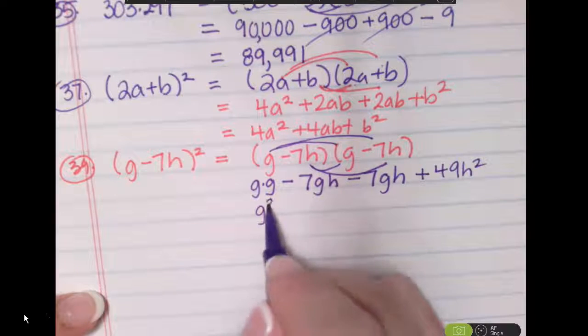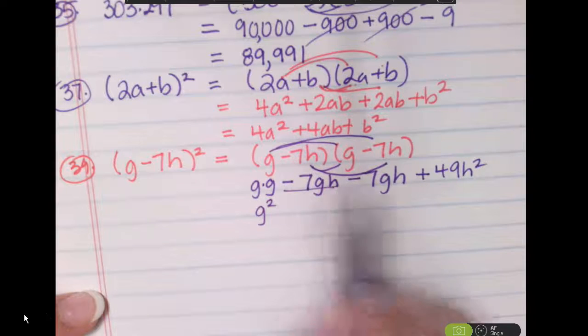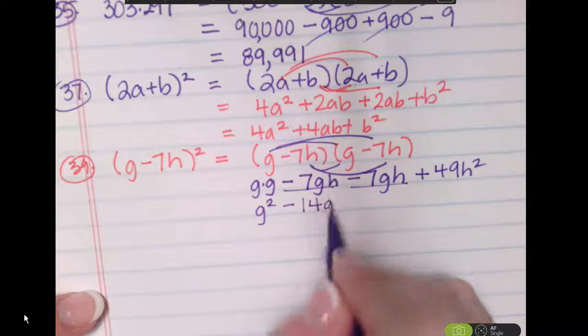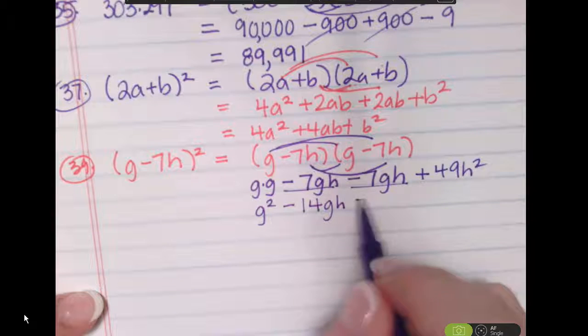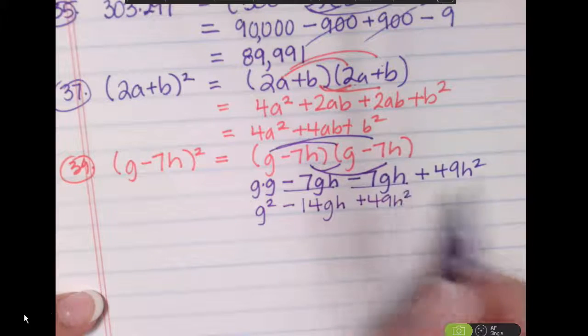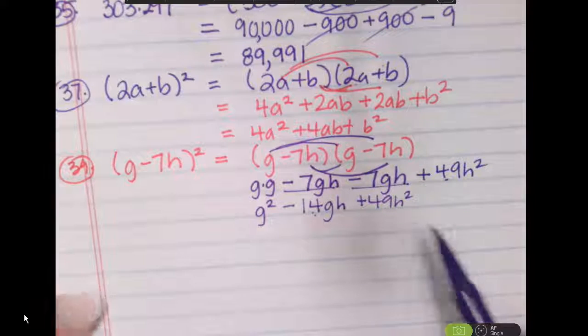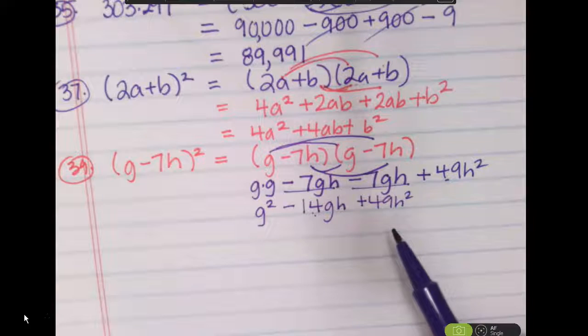So let me rewrite this. That's g squared, and then minus 7gh minus 7gh. Negative 7 minus 7 is negative 14, plus 49h squared. And so remember, this 49, the square root is 7. If I double it, I get 14, and that's my middle term.